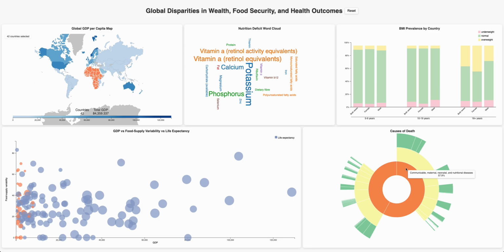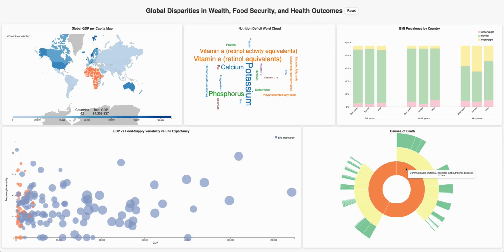So putting it all together, we can see North America is associated with high GDP, stable food supply, and minimal nutrition deficits, therefore high life expectancy but a non-communicable disease burden. On the other hand, Africa is more associated with low GDP, which leads to unstable food supply, therefore severe nutrition deficits and low life expectancy, so a communicable disease burden.